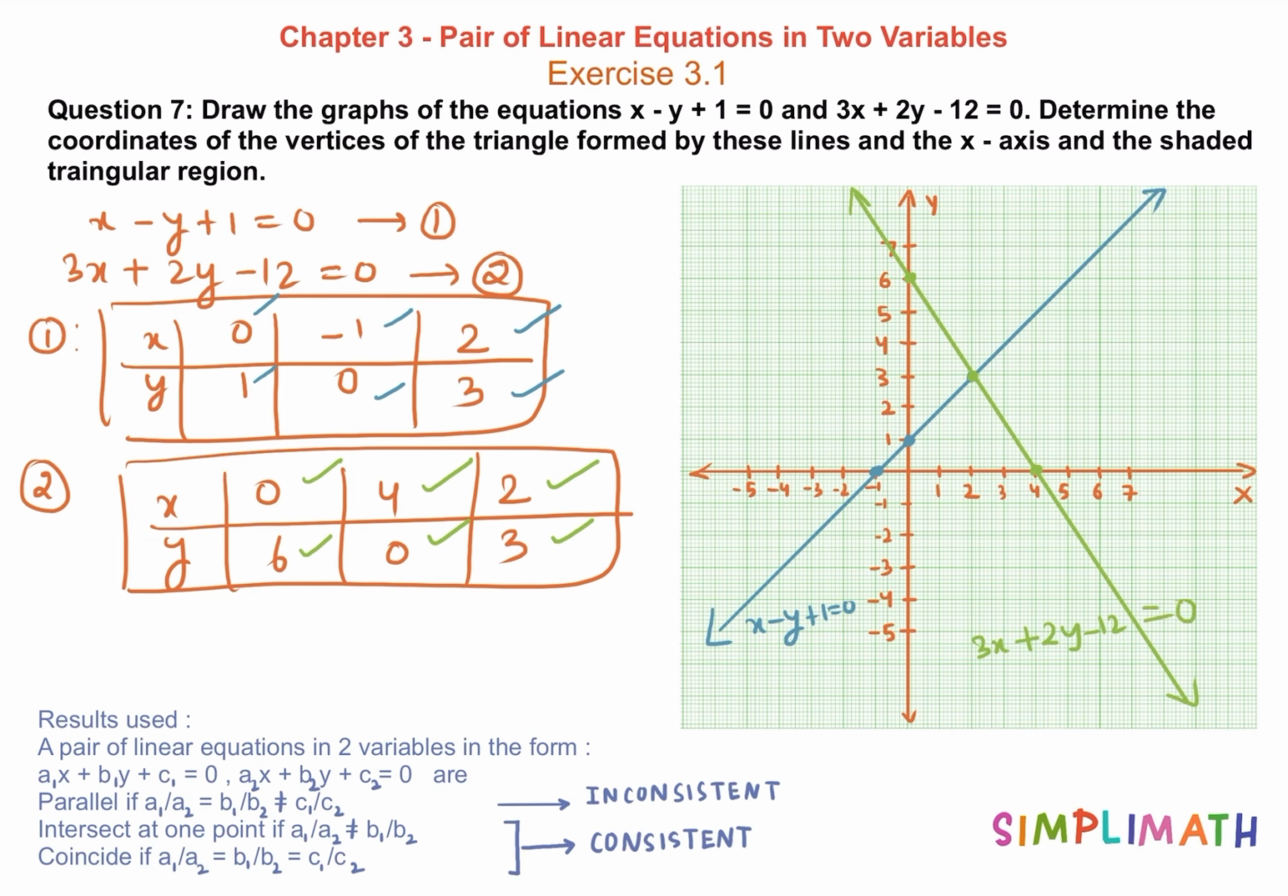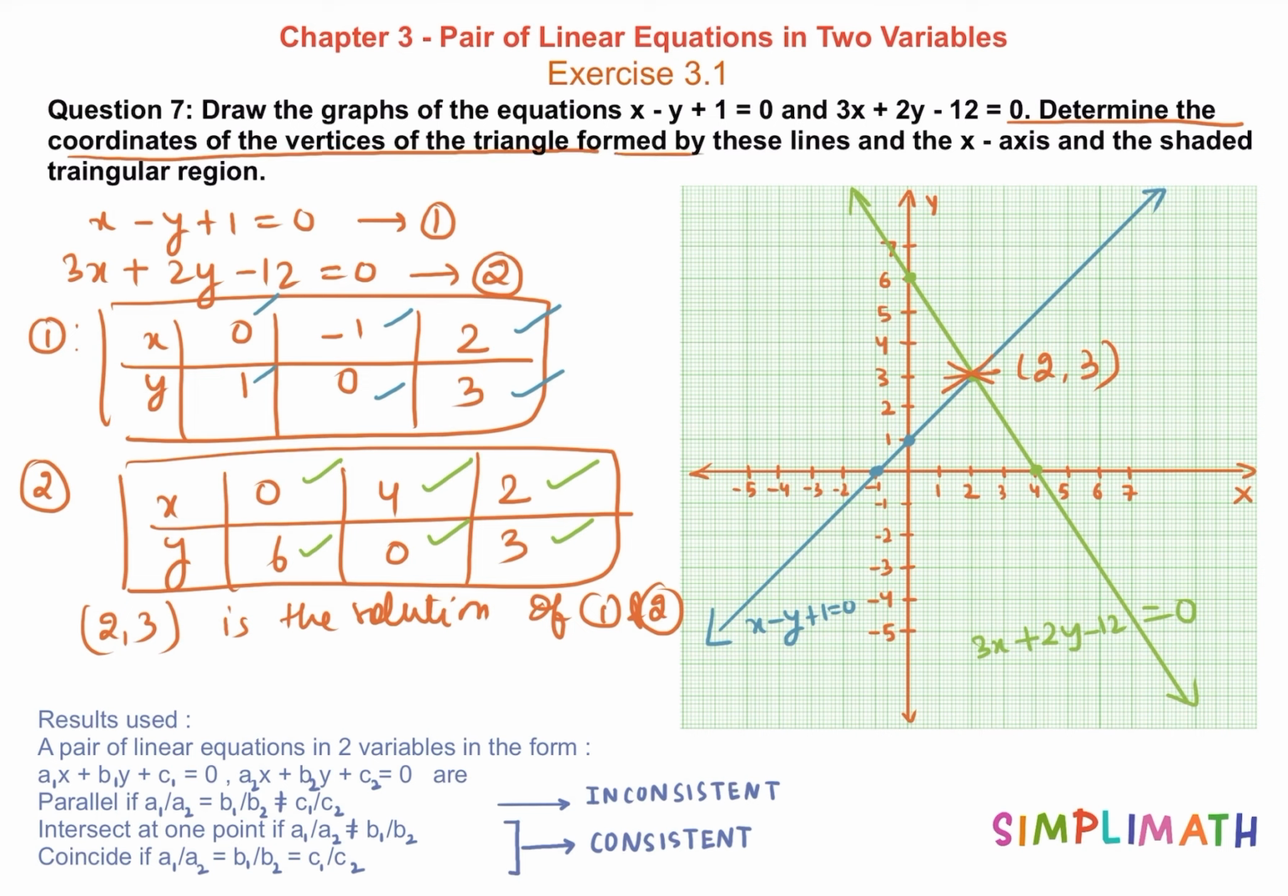Now the solution of the given pair of linear equations is the point where the two lines intersect, and this point is 2 comma 3. So 2 comma 3 is the solution of equation 1 and 2. Now the second part of the question is determine the coordinates of the vertices of the triangle formed by these lines.